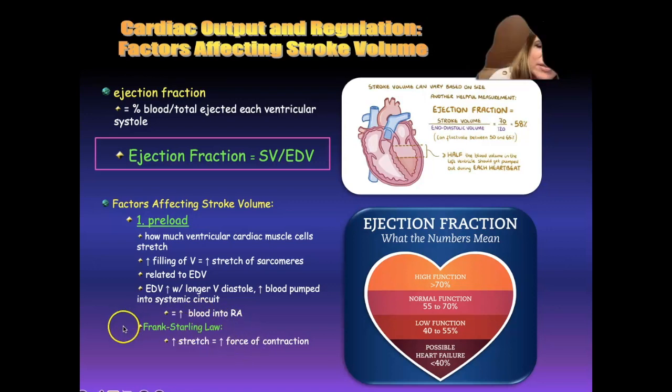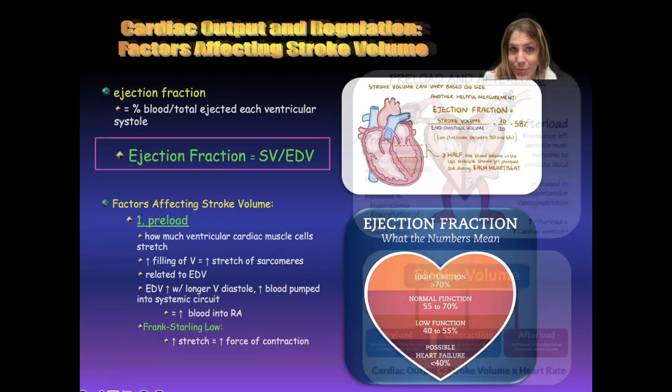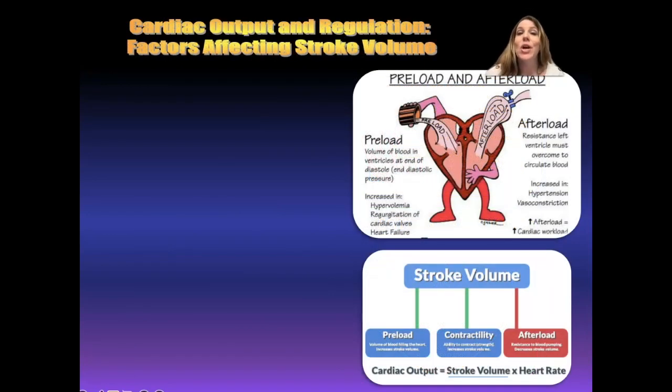So related to all this is what's called the Frank-Starling law, which is just saying the more you're stretching out those contractile cells, the greater the force of contraction will be as a result. So the more you stretch, the more they want to, boom, spring back into place and give you a stronger force of contraction. Okay, so we said there are 3 factors affecting stroke volume.